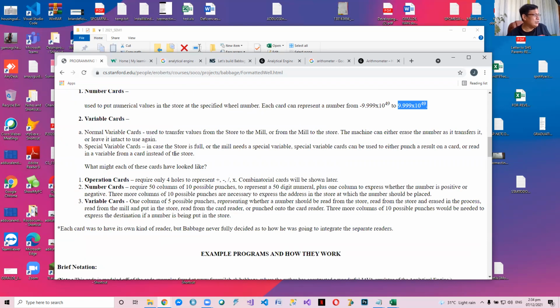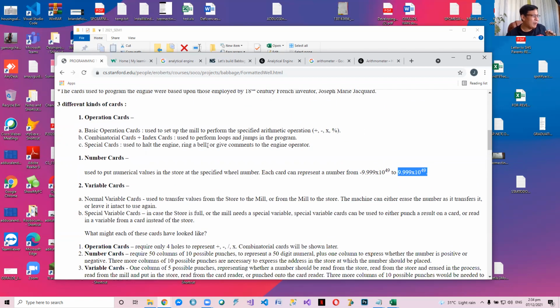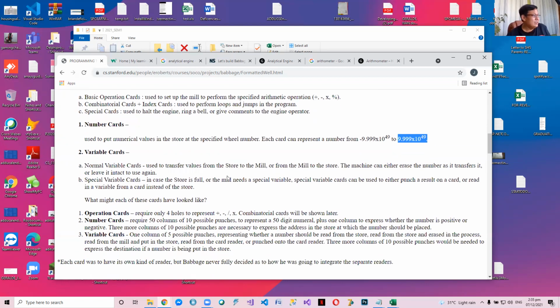Variable cards are used to transfer values from the store to the mill. Ito pala yun. Kasi you can transfer values from the store to the mill and the mill to the store. Do you follow? No? So they use variable cards. Nowadays we just call them memory variables. Right? When you write a program, you don't use cards, you use variable names X and Y.